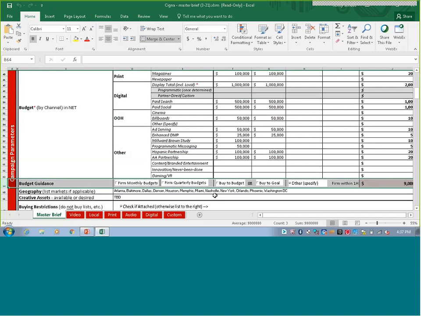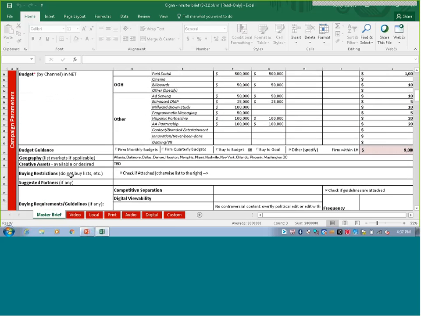The next section here, do you want to buy the budget or buy the goal? For us, the way we approach it is we actually buy the budget when it comes to tactics like our digital platforms, but we often buy the goal when it comes to, let's say, our linear video plans. So, we can just kind of work through this and make sure that the respective teams understand those nuances, but it's always important to make sure that we communicate that ahead of time.